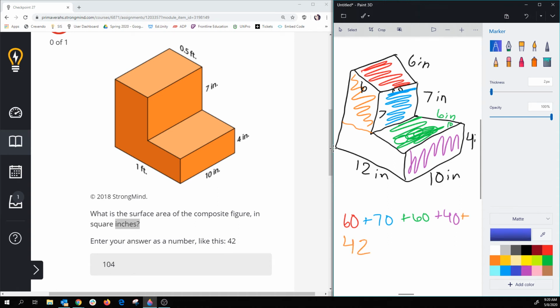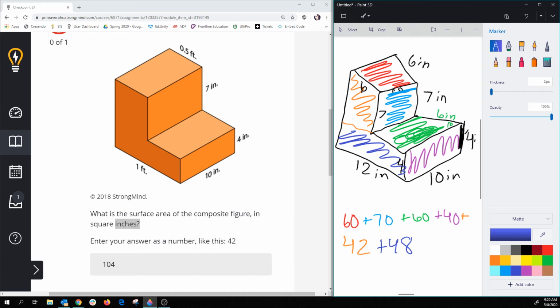Let's do dark blue for this bottom one here. Now notice I have 6 and 6, which means that this top side would be 12, just like this bottom side. Over here, this long side right here is 4 inches, so I would have 4 times 12, which would give me 48. So those are all the surfaces that we can clearly see.